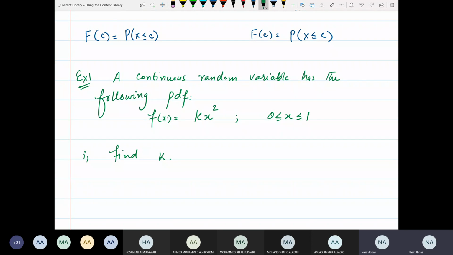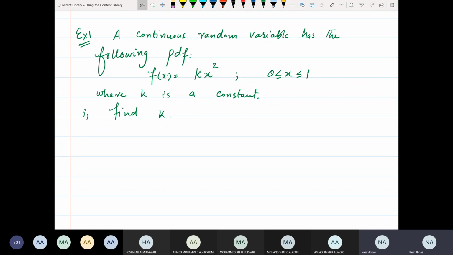The question says that suppose you have a continuous random variable that has the PDF kx squared, where k is an unknown constant. The first part says you find the value of k. Now you have to find the value of k using the properties of PDF.